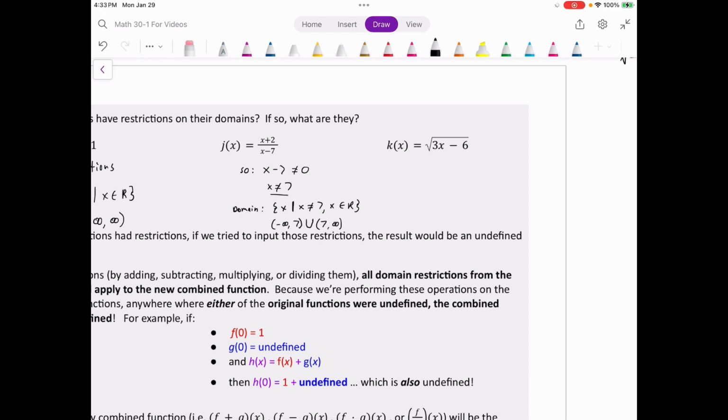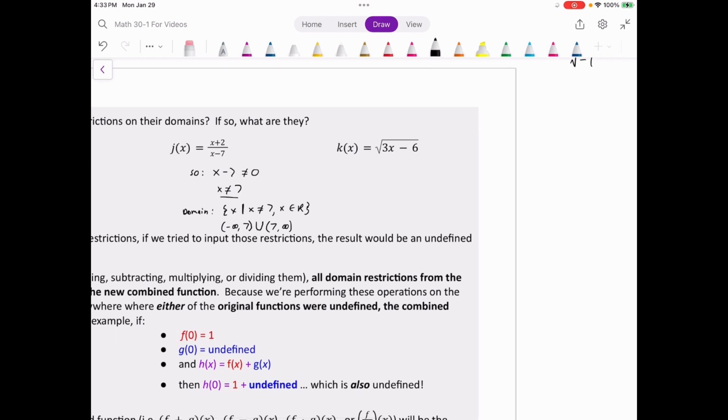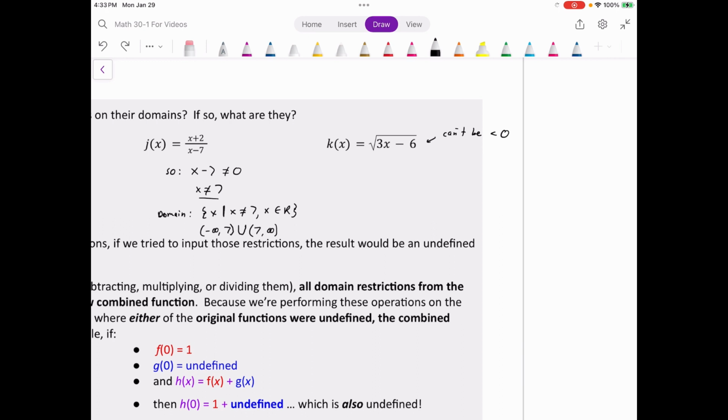Aha, do you see a problem we could run into here? I see something that could happen. This can't be less than 0. We can't have that being less than 0. Otherwise, we're taking the square root of a negative, and as we saw, that just makes no sense, because nothing times itself will ever be negative. So with that in mind, here's how we can set up a little equation. We know that 3x minus 6 must be greater than or equal to 0.